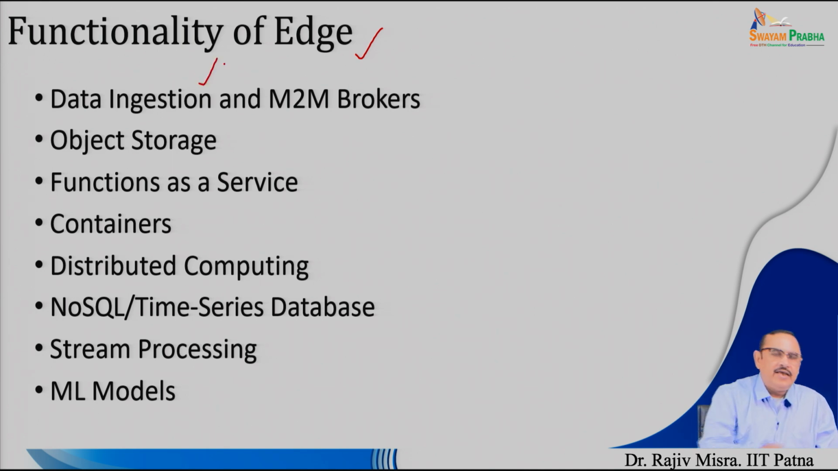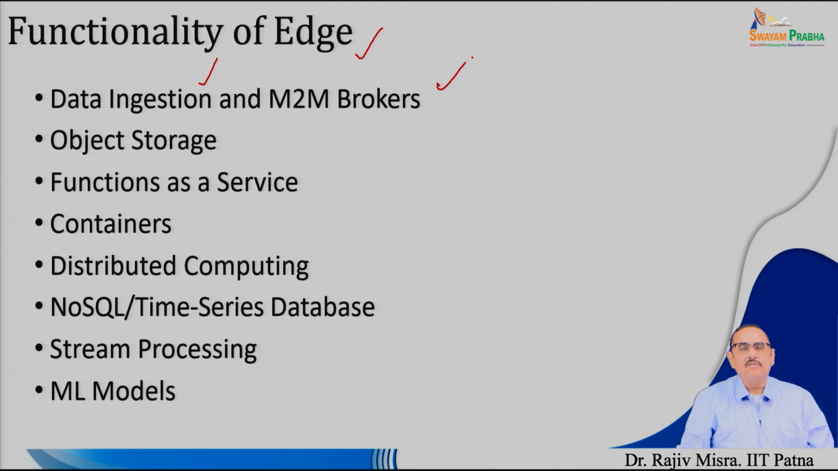Now, when IoT sends the data directly to the cloud, this particular functionality of the cloud is called data ingestion. The cloud has a lot of data ingestion capabilities, and it is also enabled with the help of machine to machine brokers, and the important protocol in this is called MQTT. These kinds of capabilities also have to be provided at the edge, only then will edge computing grow at the pace needed by the application. So, data ingestion and machine to machine brokers are also needed for the edge.